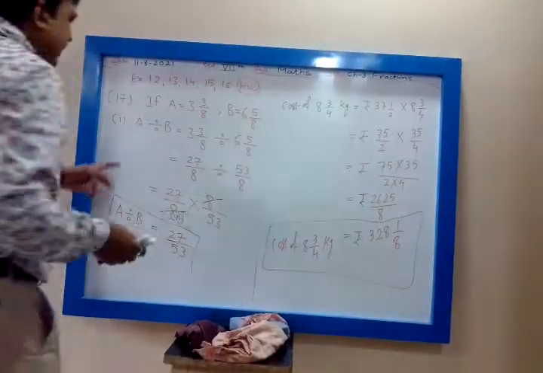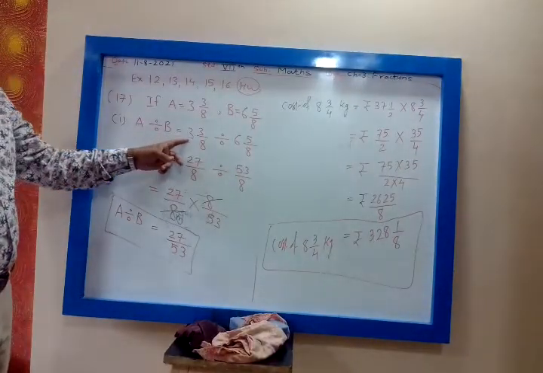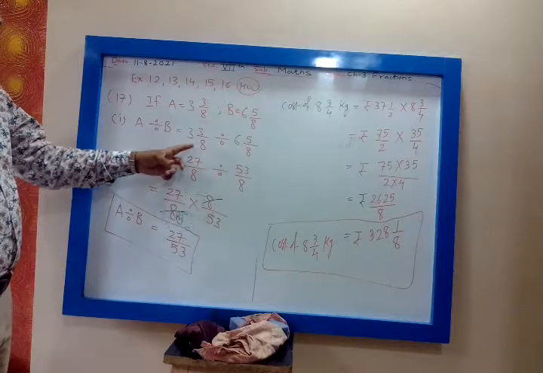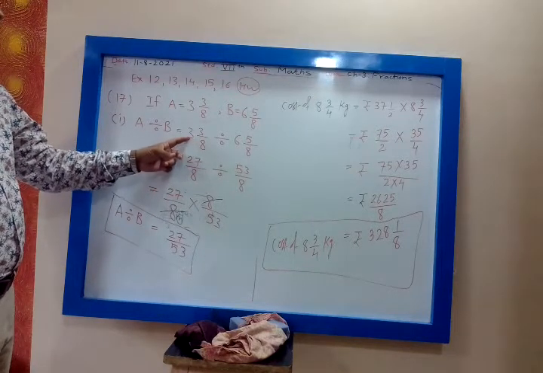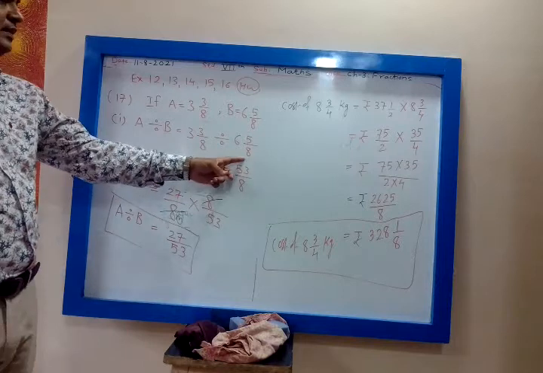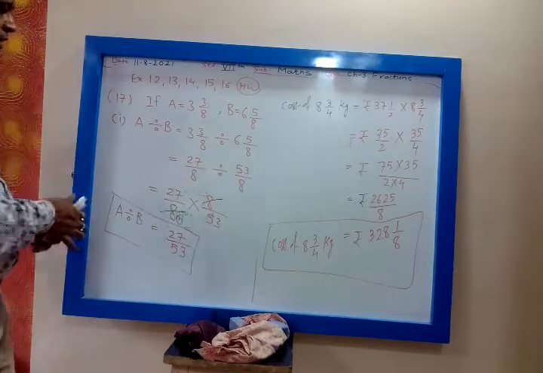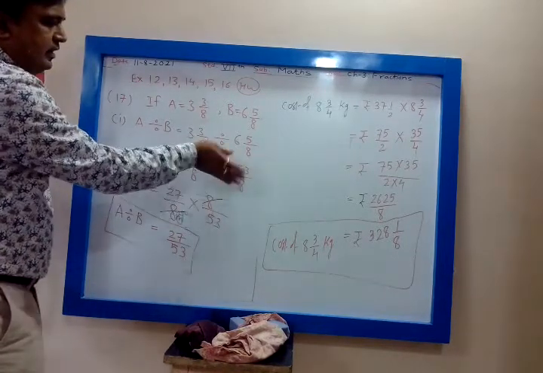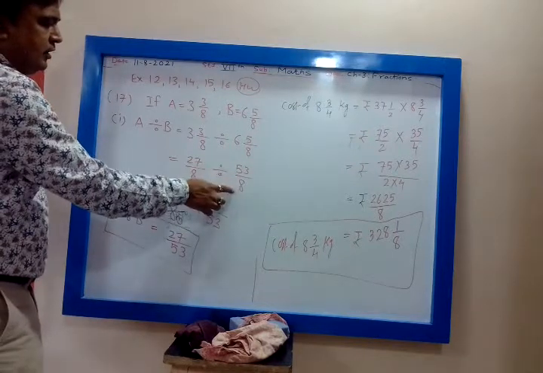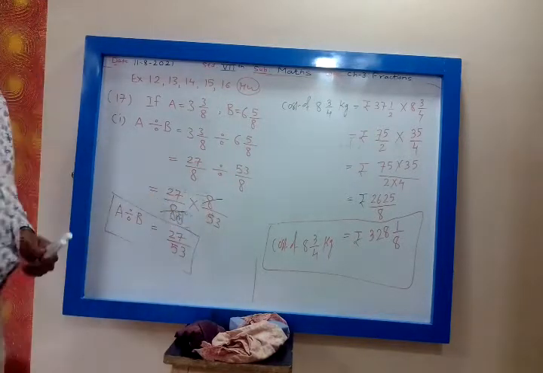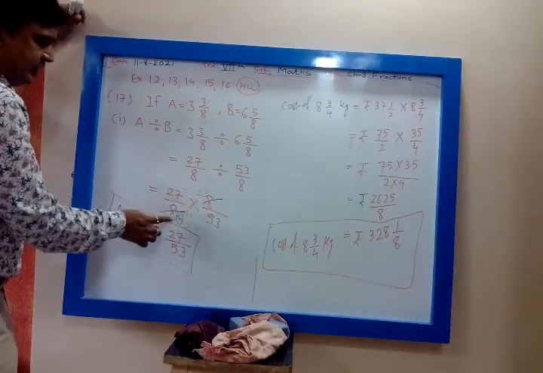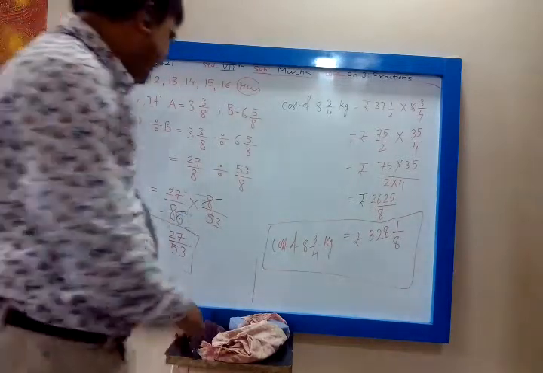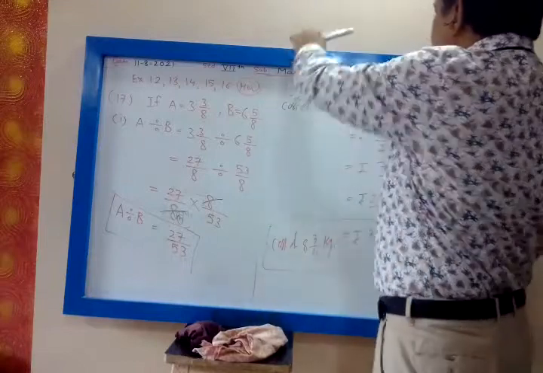A divided by B, A is given 3 and 3 by 8 divided by 6 and 5 by 8. So 8 3s are 24 plus 3, 27 by 8, divided by 8 6s are 48 plus 5, 53 by 8. Now when we convert this division into multiplication, we take the reciprocal of the second. We interchange numerator and denominator. So 53 upon 8 reciprocal will be 8 upon 53. Then numerator 8 gets cancelled with denominator 8. What is left? 27 upon 53. That is A divided by B. Now find B divided by A.